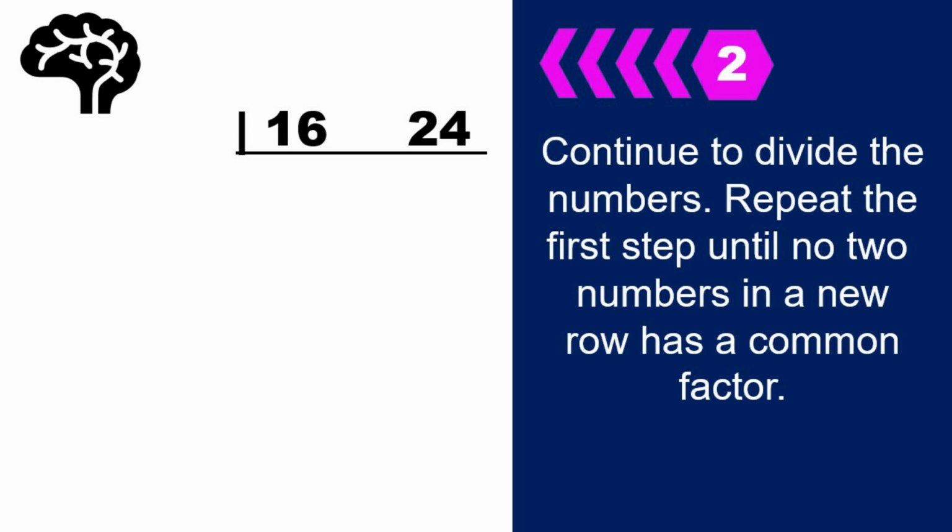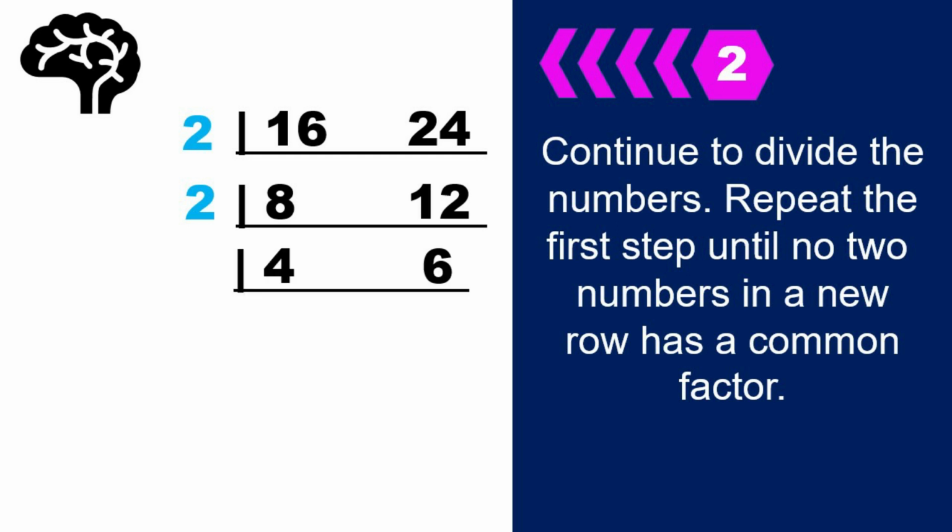16 and 24 have common factor of 2, which is a prime number. Therefore, 16 and 24 can be divided by 2. 16 divided by 2 is equal to 8. And 24 divided by 2 is equal to 12. 8 and 12 have common factor of 2, which is a prime number. Therefore, 8 and 12 is divisible by 2. 8 divided by 2 is equal to 4. And 12 divided by 2 is equal to 6.